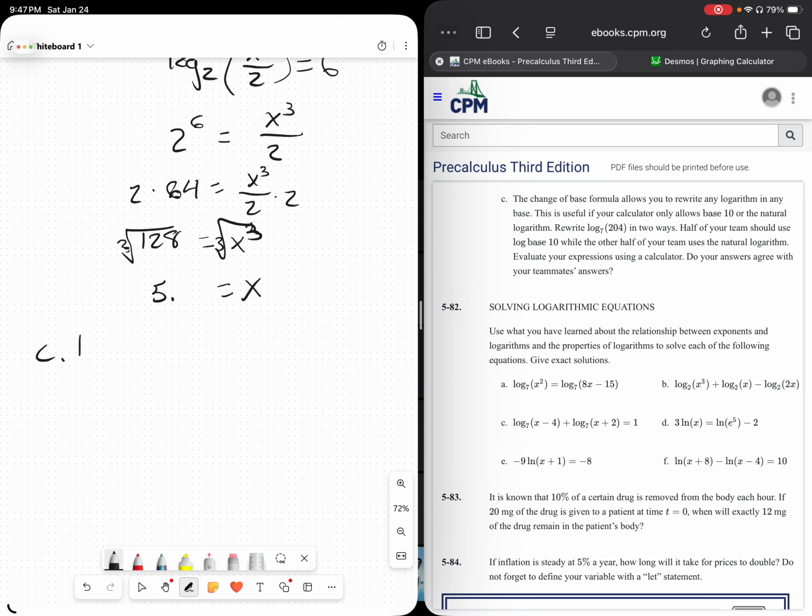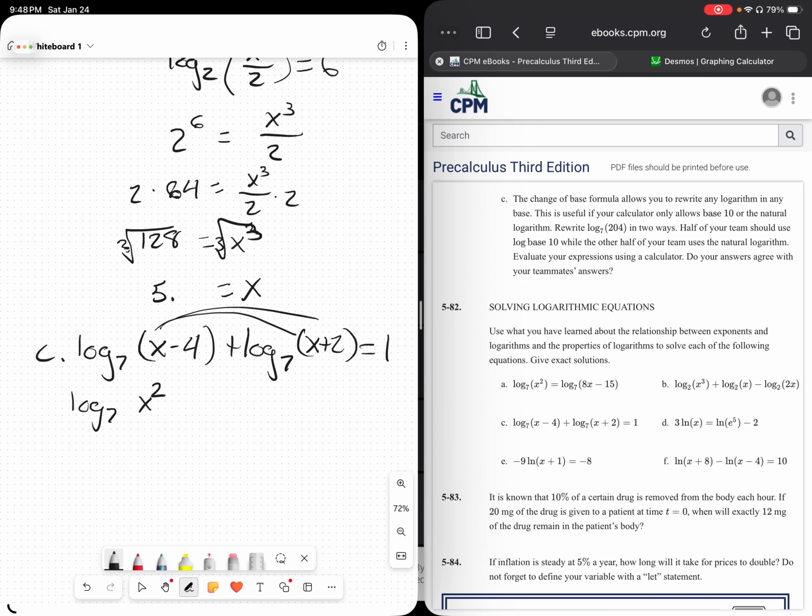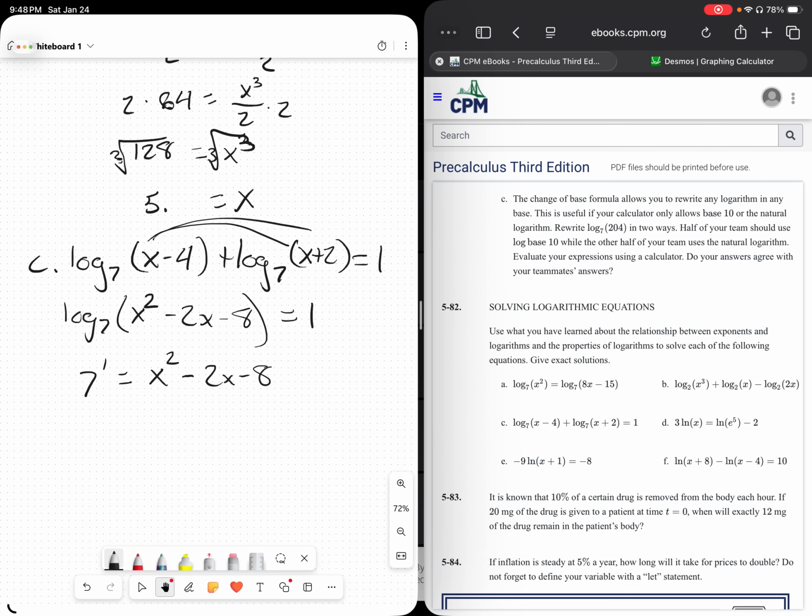C, we have log base 7 of x minus 4 plus log base 7 of x plus 2 equals 1. Again, we can multiply these. So log base 7 of, and I'm just foiling these, distributing these: x squared minus 4x plus 2x, so that's minus 2x minus 8, equals 1. Again, change it to exponential. 7 to the first equals x squared minus 2x minus 8.